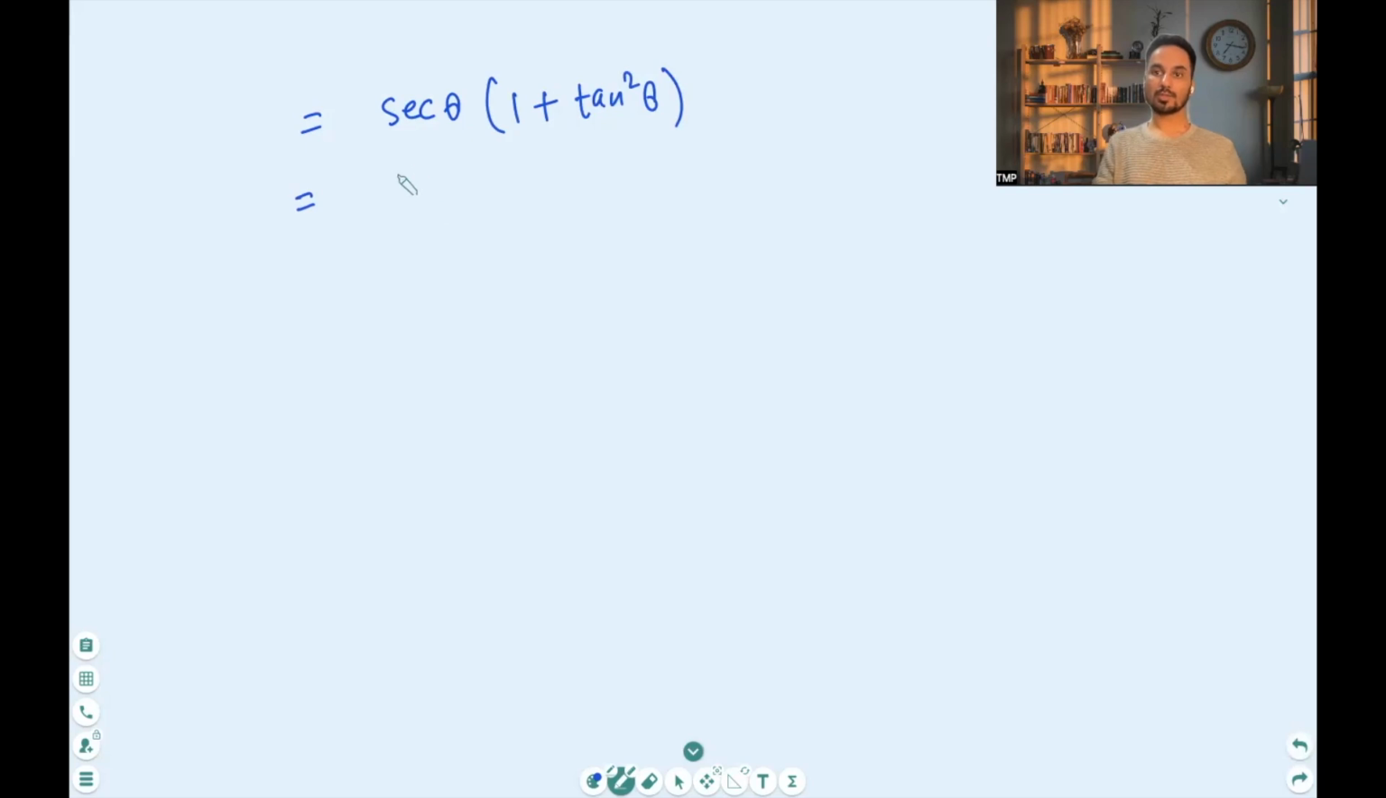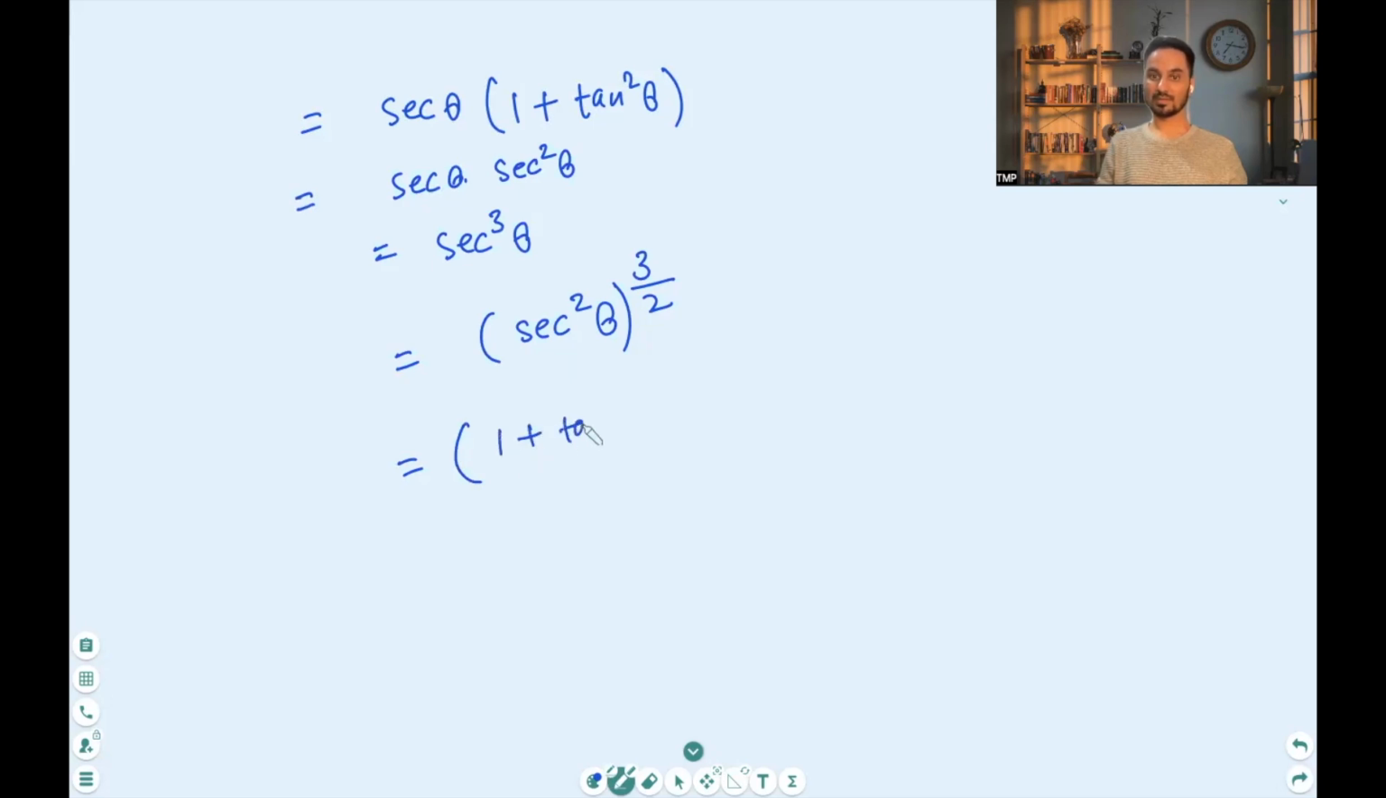And we know that 1 plus tan squared theta is sec squared theta. So we have sec theta times sec squared theta, which can be written as sec cubed theta. And now sec cubed theta can also be written as (sec squared theta) raised to the power 3 over 2. And sec squared theta again is (1 plus tan squared theta) raised to the power 3 over 2.